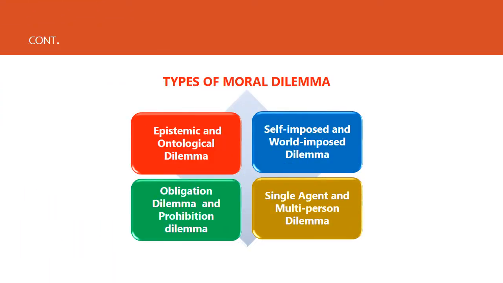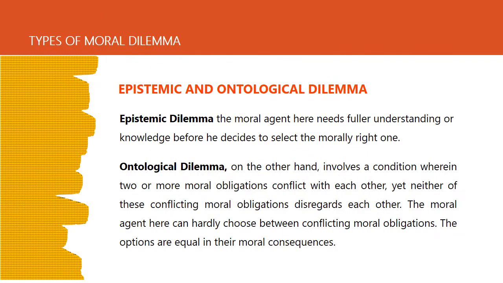Here are the types of moral dilemma: epistemic and ontological dilemma, self-imposed and world-imposed dilemma, obligation dilemma and prohibition dilemma, single agent and multi-person dilemma. Now let's study each type of moral dilemma.